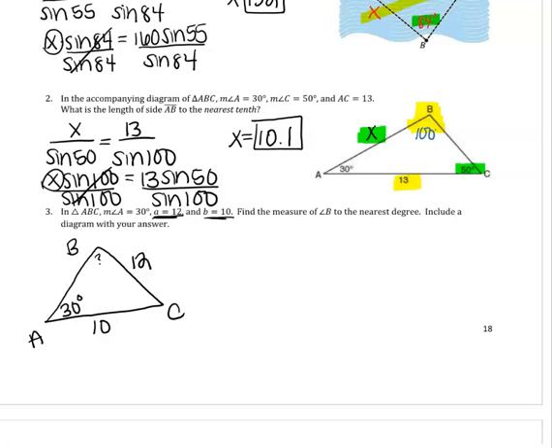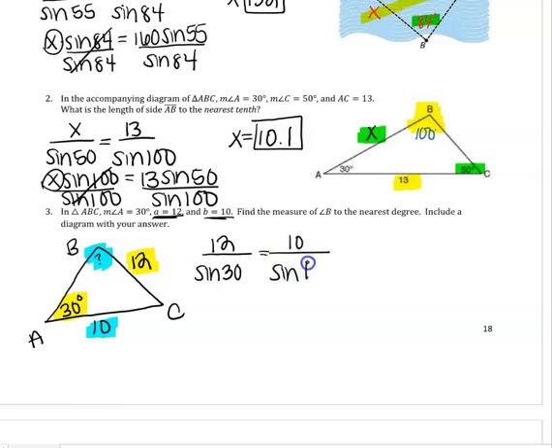Okay, so let's start looking at what we have law of sines wise. I have this 12, which is opposite angle 30. And I have this 10, which is opposite angle B, which is what I'm looking to solve. So let's set up a proportion. And I'll call this 10 over the sine of B, because again, we're looking for an angle here as opposed to a side. So this one's switching it up a little bit.